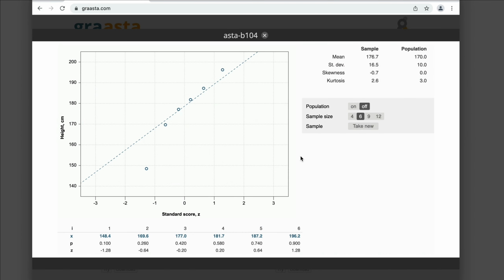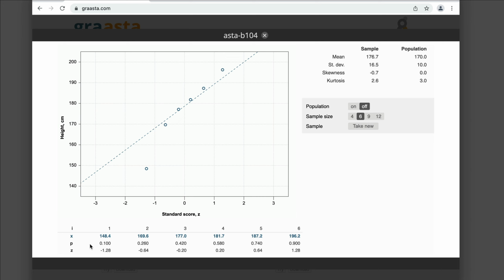This app shows you how to use a quantile-quantile plot for normality, for normal distribution. So the idea is the following. First of all, we have a sample, right? By default, you can see the sample size is 6, and these are the values of my sample. It's just the height of 6 persons randomly taken from the population.